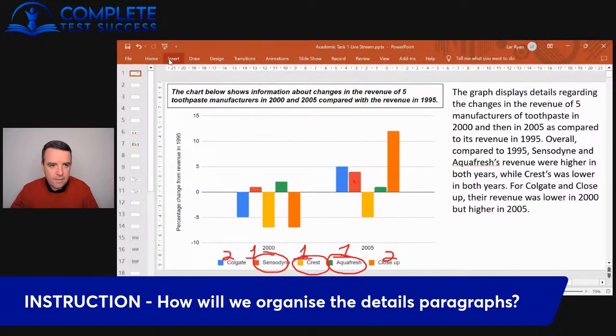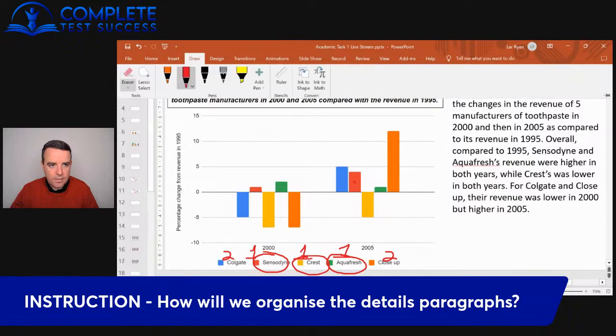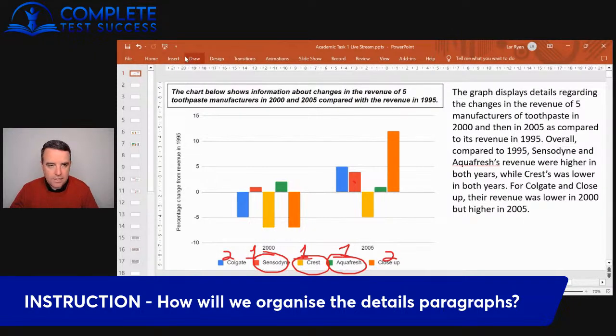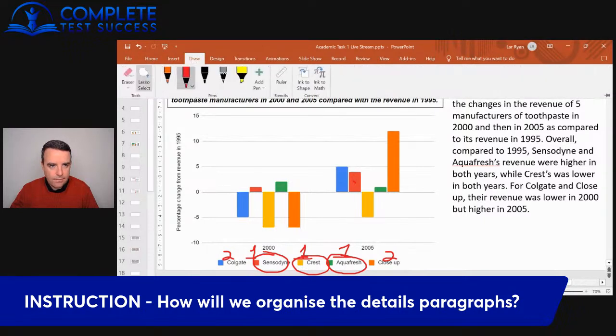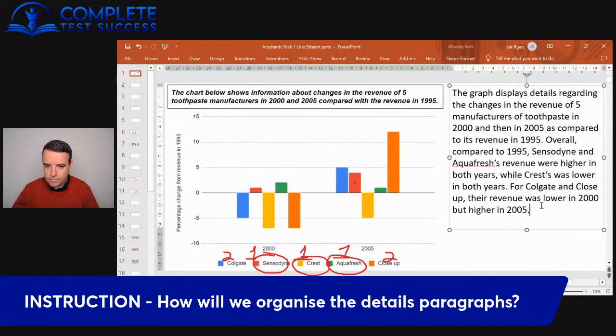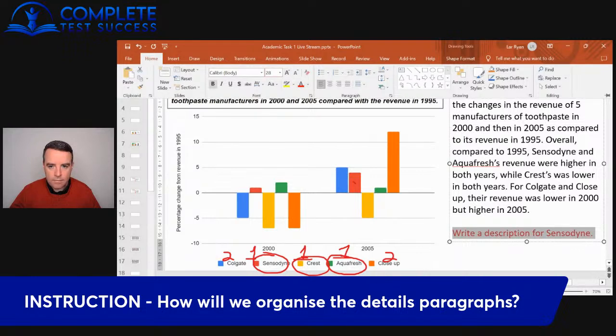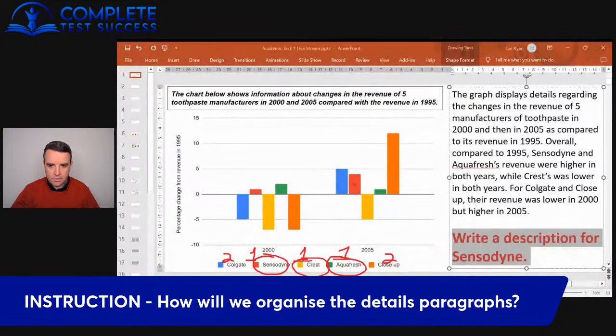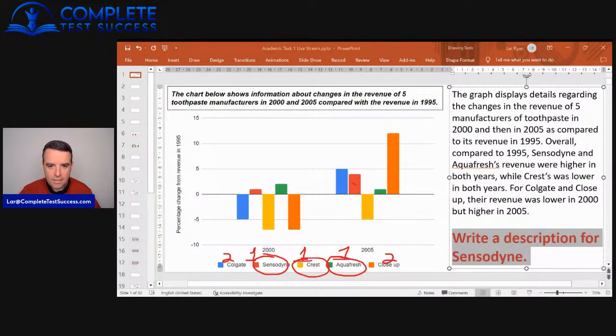So rather than writing a whole paragraph, it feels like you guys are a bit challenged by this. So I'll just get you to write the one description about Sensodyne. That's your next task. I'll write it on the screen here now. Okay, so that's your task there. Write the description for Sensodyne. And again, I will give you feedback on that. If you're doing anything wrong, I'll let you know.